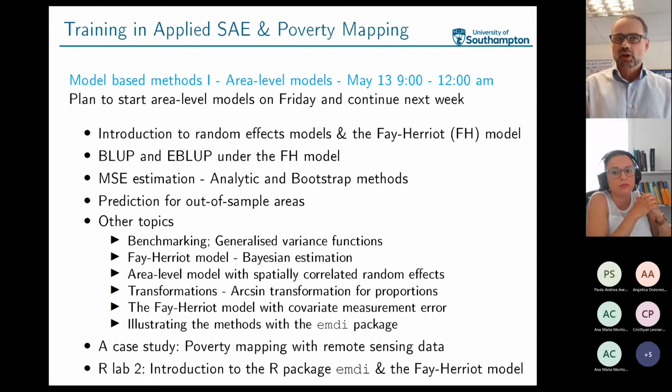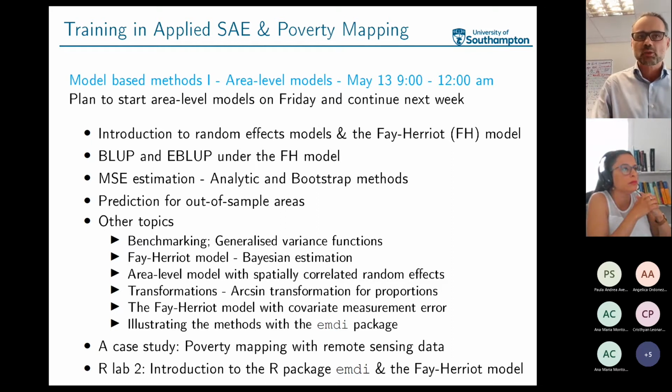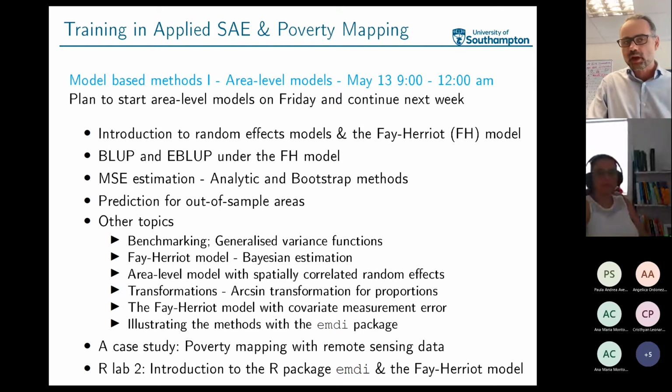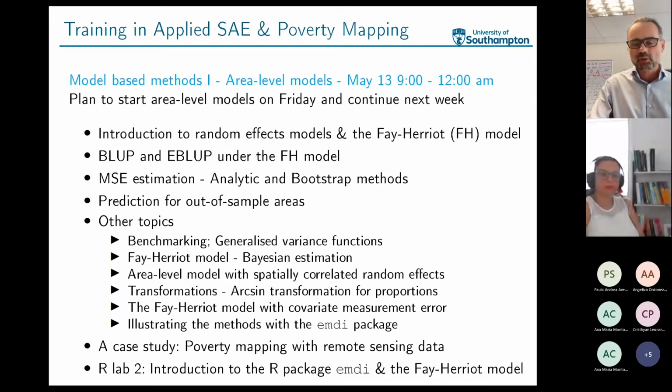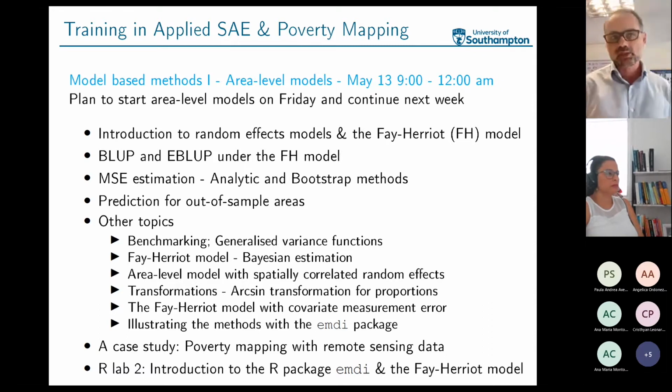We're going to cover prediction for out-of-sample areas, because it may be in the case of DANE that the municipalities that we're going to work with in your data may not all be available in your sample data set. So we'll talk a bit about how you predict for areas that have no representation in your sample data set. And then we're going to cover another set of topics that were specified in the spec by the United Nations. That will include a discussion around benchmarking and the use of generalized linear functions in the Fay-Herriot model.